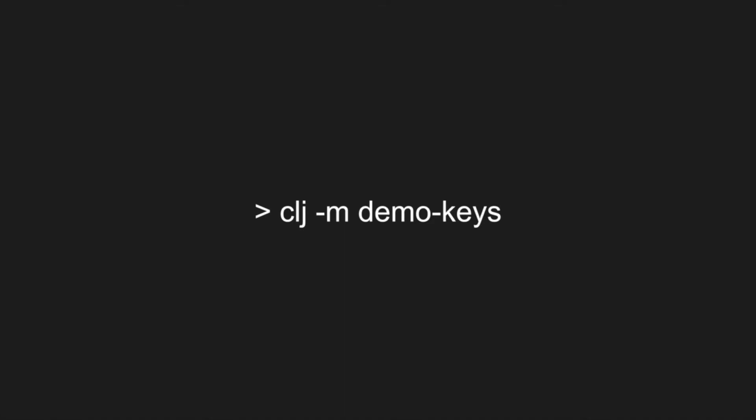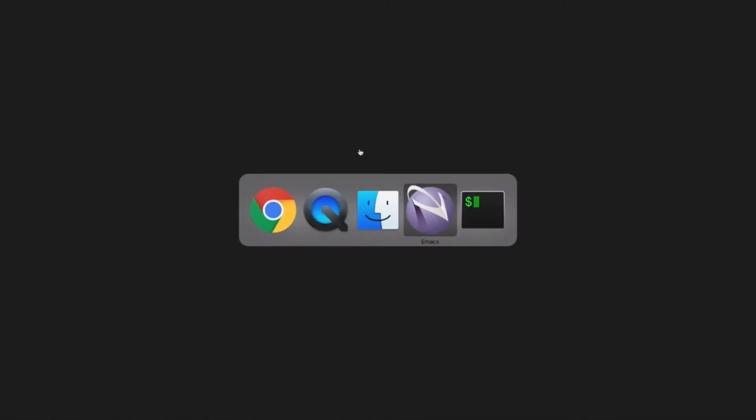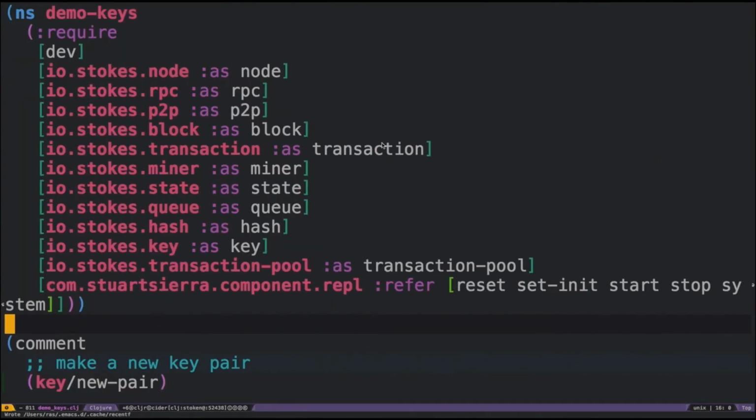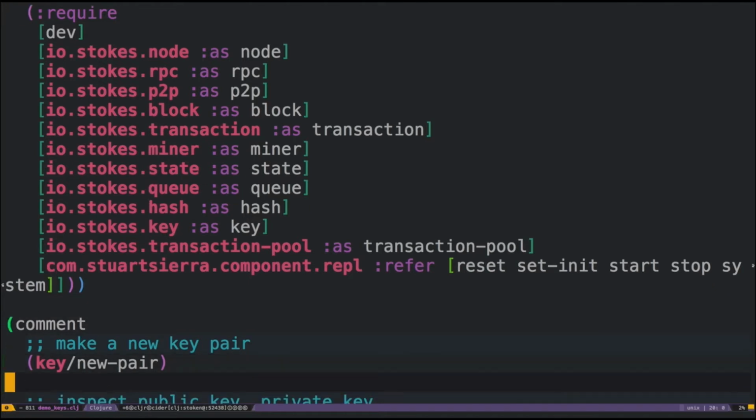So here's the demo. Here's one of the demos. I'm going to jump into some Clojure code. Can everyone read the screen okay? Okay.